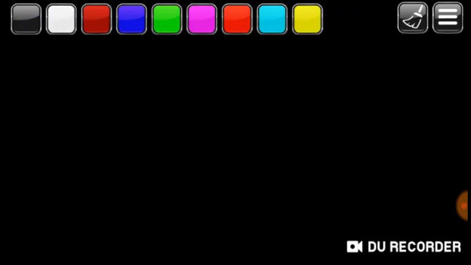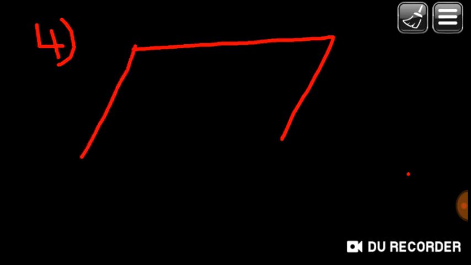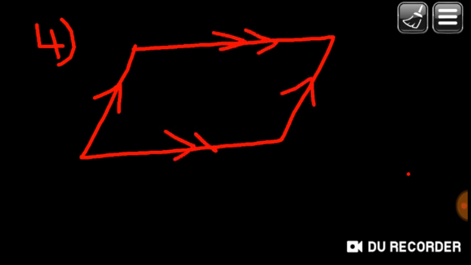Next, what we have to know over here is the shape that involves the area of a parallelogram. Now the area of a parallelogram is really simple. If you observe a parallelogram very well, the opposite sides are equal and parallel, right?